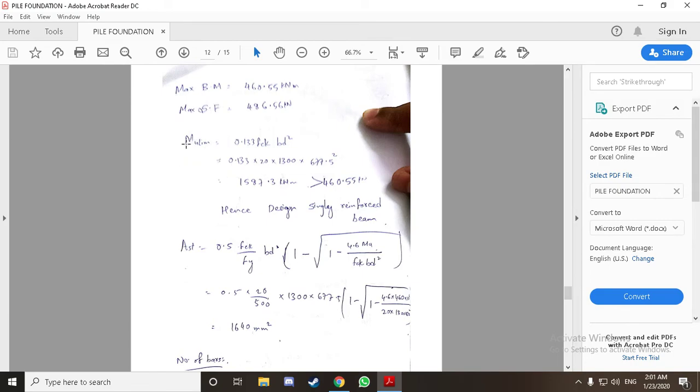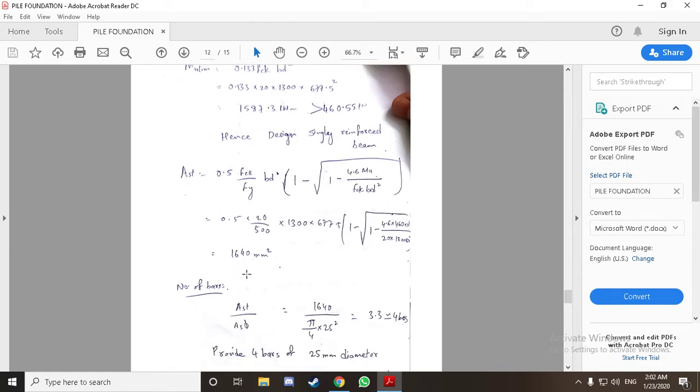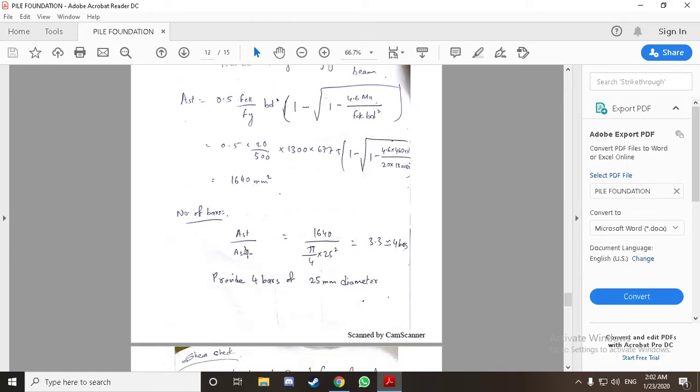Calculating AST. To calculate AST we need MU lim. Since we are providing Fe 500 Newton per mm square, our formula for MU lim is 0.133 FCK BD square. This will give us MU lim greater than our maximum bending moment, so it is safe, and we have to provide a singly reinforced beam here. If it was not safe, then we would have to provide a doubly reinforced beam, because MU is greater than MU lim. So AST is equal to 0.5 FCK by Fy. Using this formula we'll get AST as 1640.